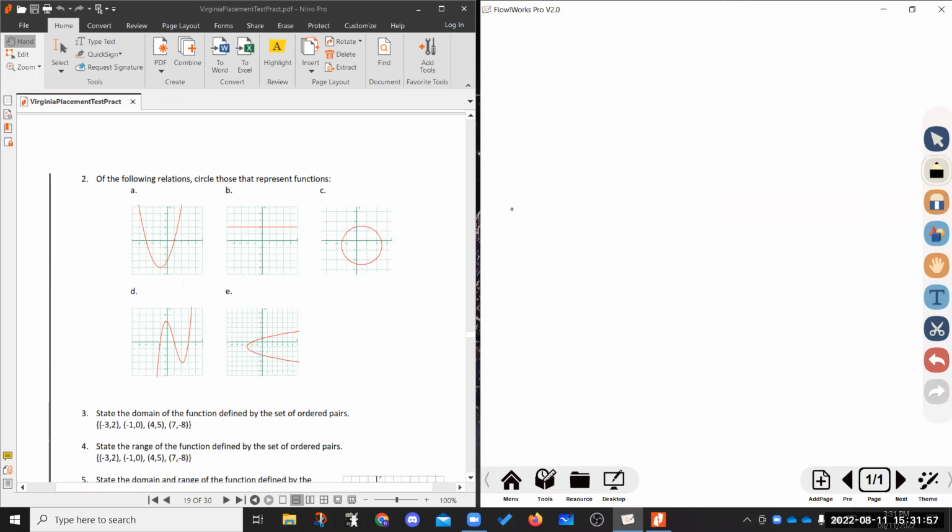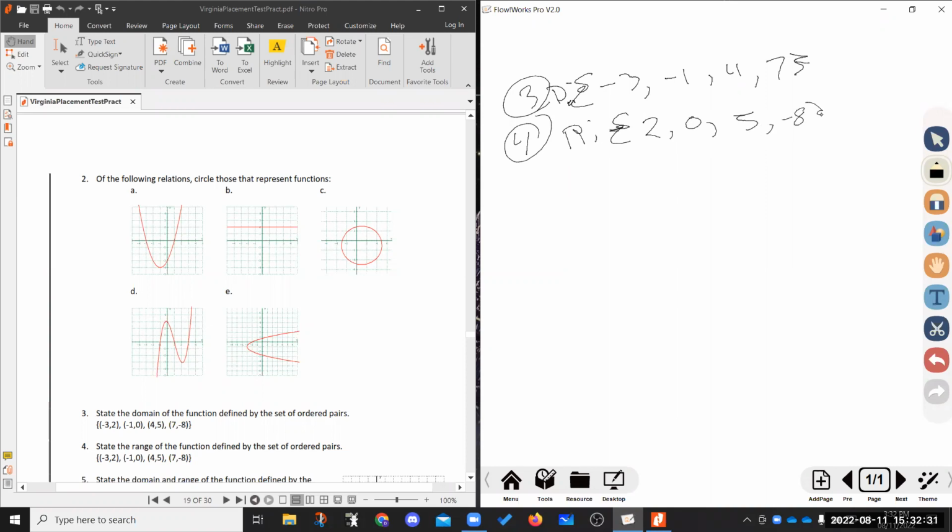State the domain of the function that's defined by the set of ordered pairs in problem number 3. The domain is going to be the set of all input values. So I've got -3, -1, 4, and 7 as my set of input values. That's my domain that I'm going to call set D here. Now it wants me to find the range of those same values. I'm going to call the range R. It's the set of output values, and it's 2, 0, 5, and -8. I don't need to put them in any particular order. So there it is.